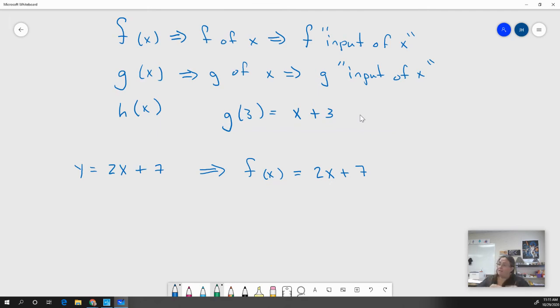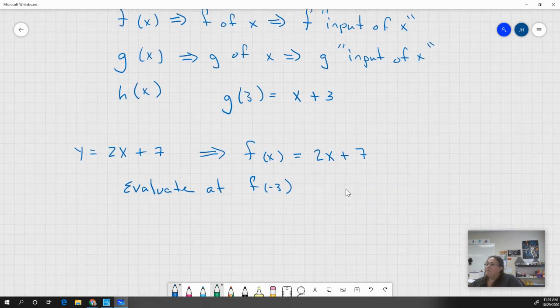And it helps a lot to think of it that way when you're doing a table or something and you're trying to figure it out. Now, when you're evaluating a function, it's an input, right? So if I say evaluate the function at f of -3.